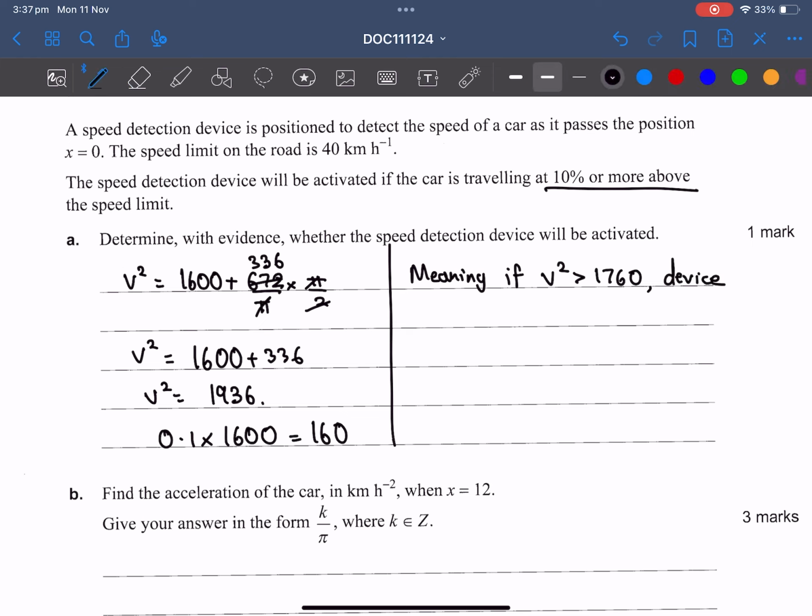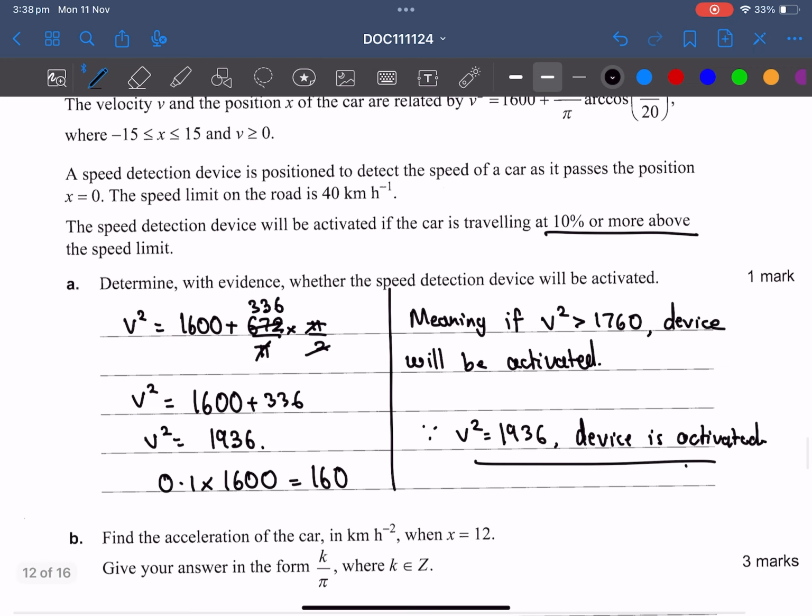The device will be activated. Therefore, since v squared is equal to 1936, the device is activated.